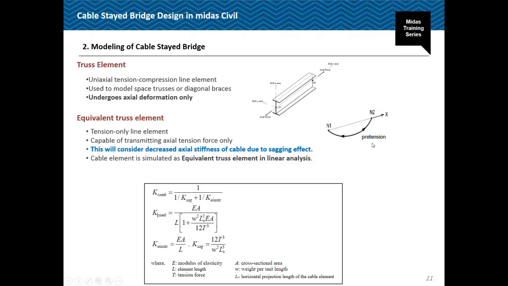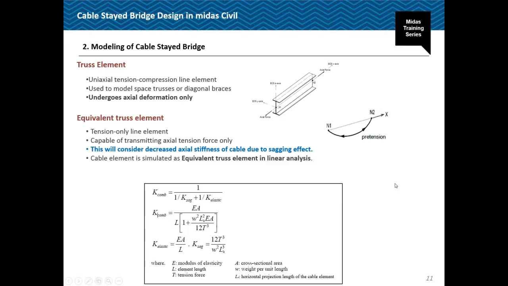And in this case, the length is not the element length. Length will be considered as the projection length, the horizontal projection length. And also the weight per unit length will be considered. So using this formula, the sag stiffness can be considered. And this stiffness will be used for the axial stiffness of the equivalent truss in the linear analysis.